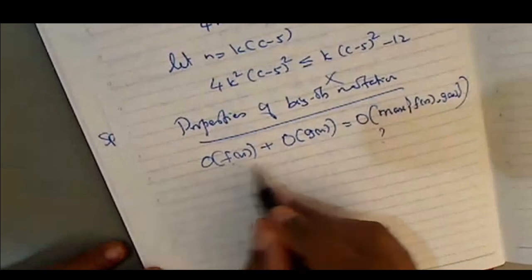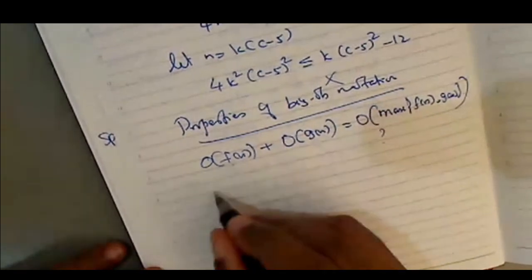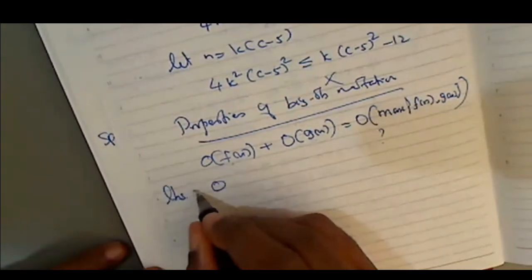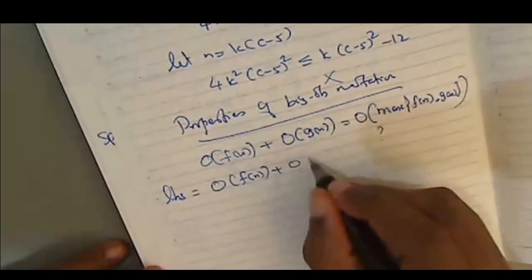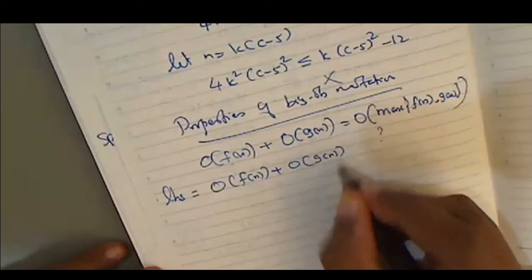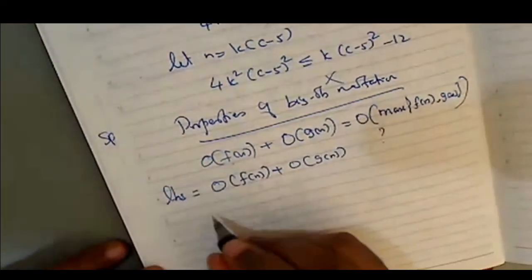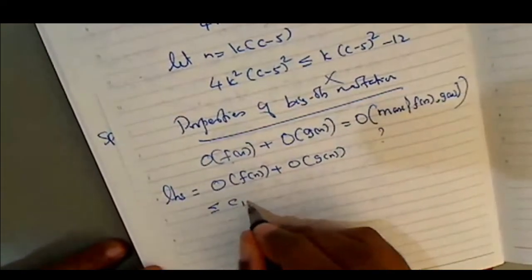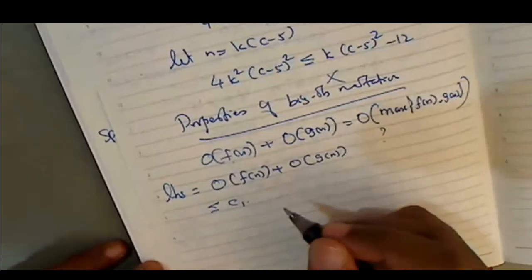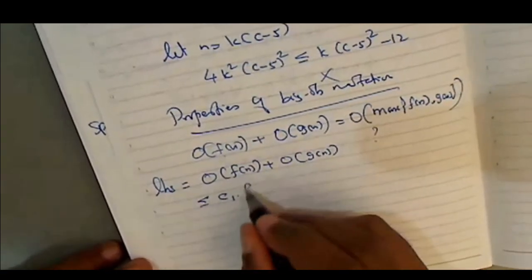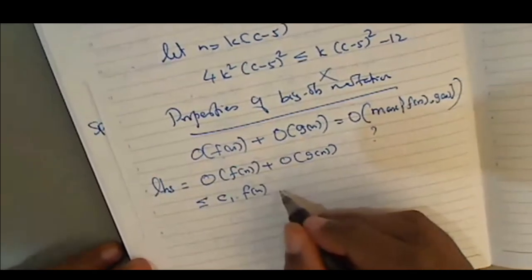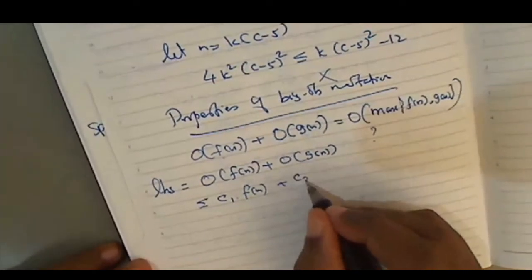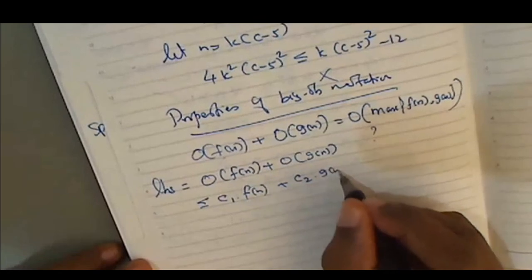I can take the left hand side. So the left hand side is equal to order of f of n plus order of g of n, right? If you say order of f of n, that is less than or equal to some constant multiple, the constant I can take as C1, some constant multiple of f of n, and this one is some constant multiple of g of n.